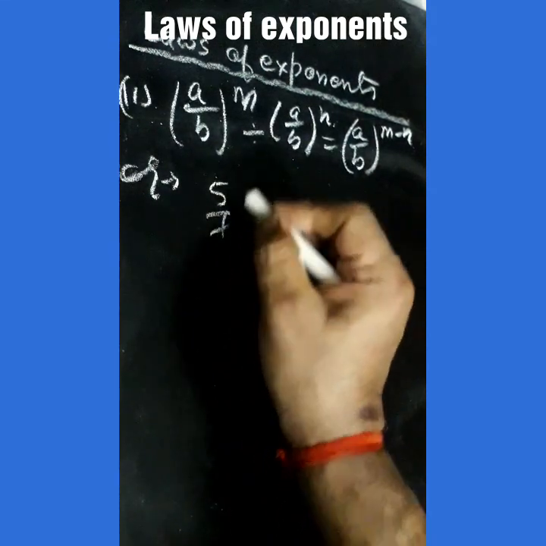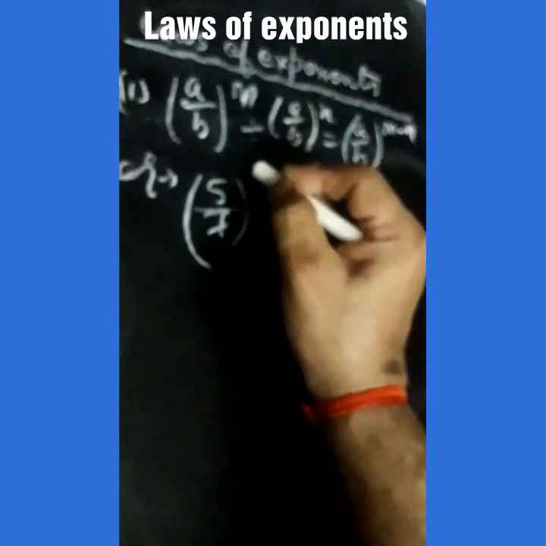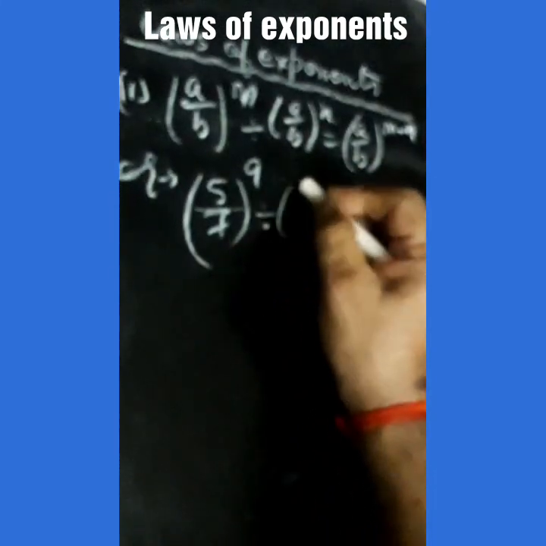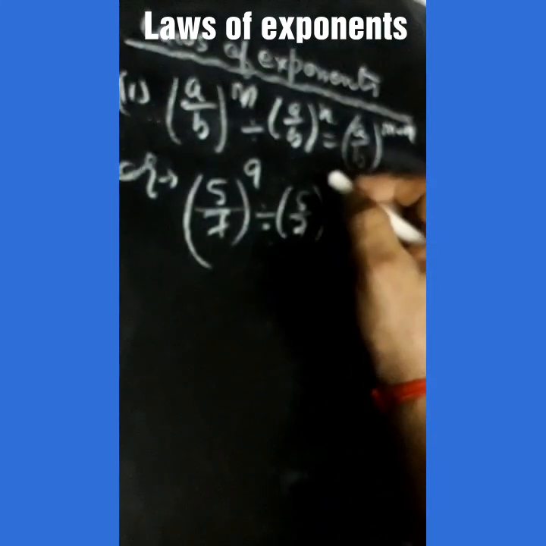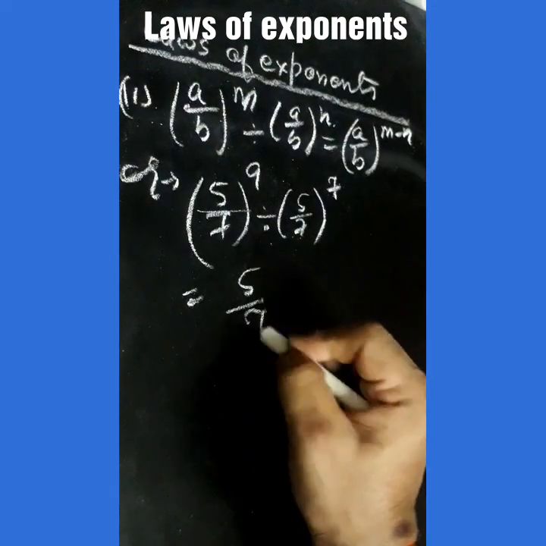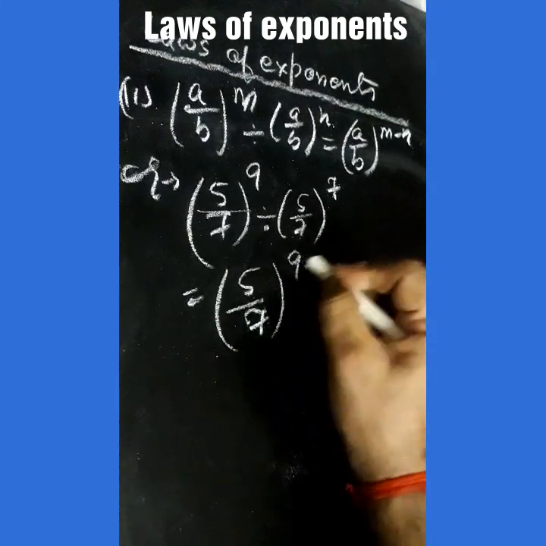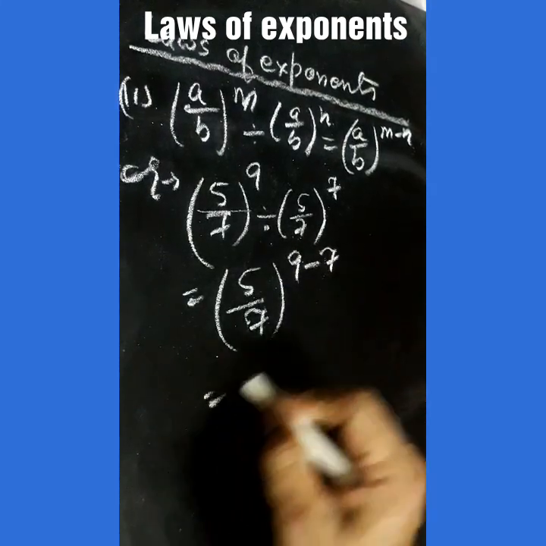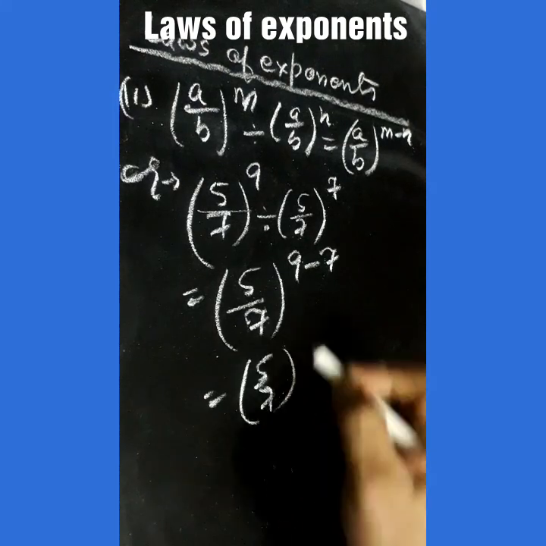(5/7) raised to the power 9 divided by (5/7) raised to the power 7 will become (5/7) raised to the power 9 minus 7, means (5/7) raised to the power 2.